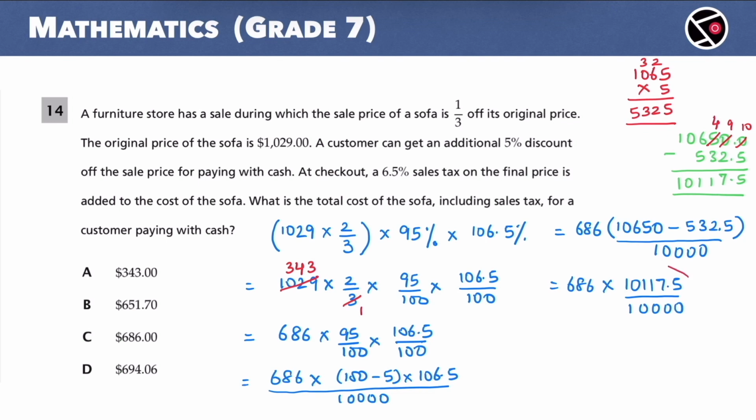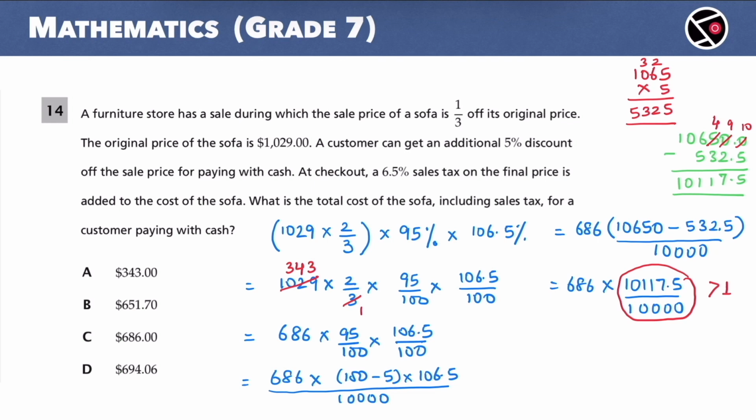Clearly, this fraction will be greater than 1. Why? Because the numerator is larger than the denominator. Multiplying 686 with a number which is greater than 1 will give me a result which is greater than 686.